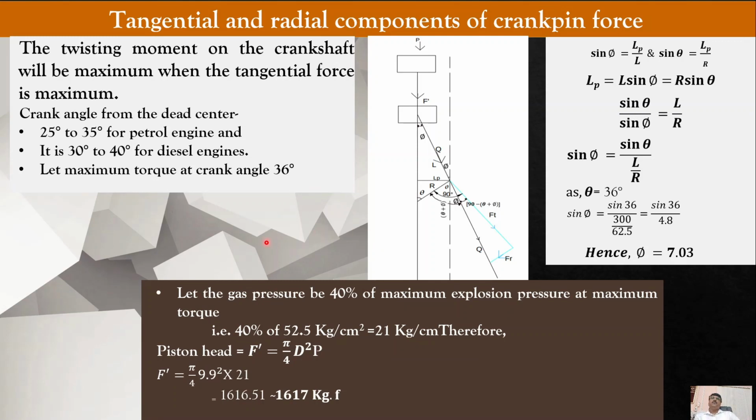So let's see the derivation for finding how much is the tangential and radial component of the crank pin forces. The twisting moment on the crankshaft will be maximum when the tangential force is maximum. But when will the tangential force Ft be maximum? In the petrol engine, the tangential force will be maximum when the crank angle is between 25 to 35 degree, and in the diesel engine the tangential force will be maximum when the crank angle is 30 to 40 degree.